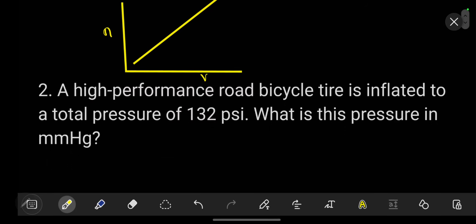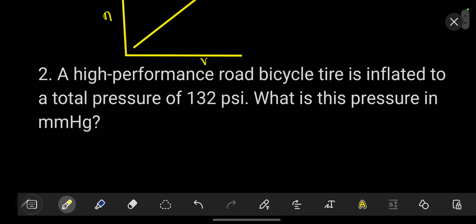Let's look at question 2. Question 2 says, a high-performance road bicycle tire is inflated to a total pressure of 132 pounds per square inch. What is the pressure in millimeters of Hg?